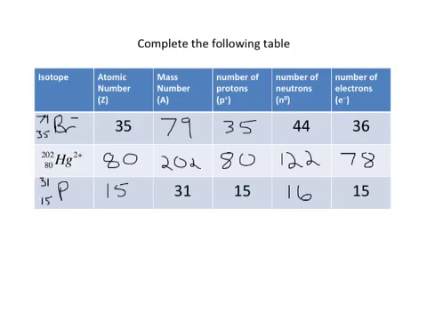Now let's double check the charge. This isotope has 15 protons and 15 electrons, so I have the same number, so it's neutral, so I don't put anything in the upper right-hand corner. When they're neutral, we just leave that spot blank.